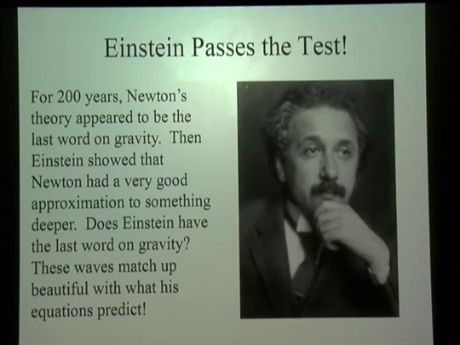So, what does this mean? Well, for 200 years, it looks like Newton has the last word on gravity. Einstein shows that Newton's equations are a beautiful, glorious approximation to something deeper. And so now everybody wonders, well, does Einstein have the last word on gravity? Is gravity done? Is gravity finished? Is Einstein's theory the final, ultimate, true theory of gravity? This is the best test of his theory that we've ever had, and the waves match up with his predictions just beautifully. So that's glorious. If it's an approximation, it's a darn good one, let me tell you that. So Einstein should be smiling.